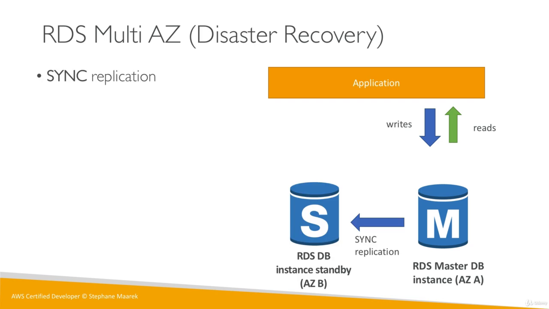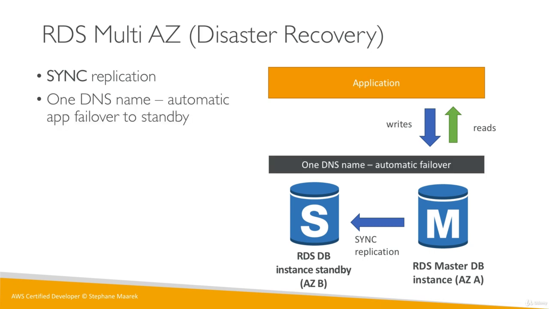This master DB will have a synchronous replication to one DB instance that is called the standby, hence the name S. That instance will be in AZ B, or C or whatever you want. The idea is that only one DNS name will be exposed to your application, and that DNS name will have an automatic failover from the master to the standby in case there are any issues. And why would you do this? Well, it's to increase availability.